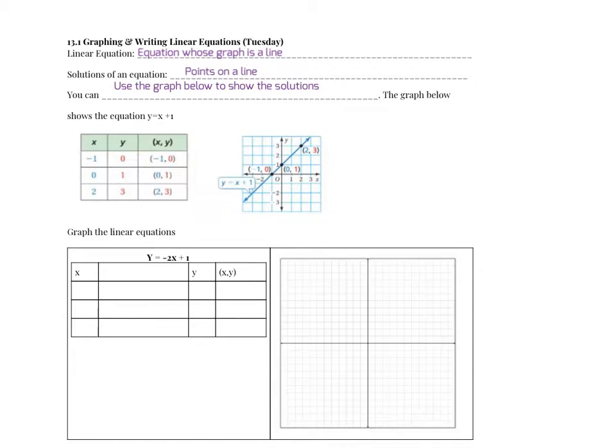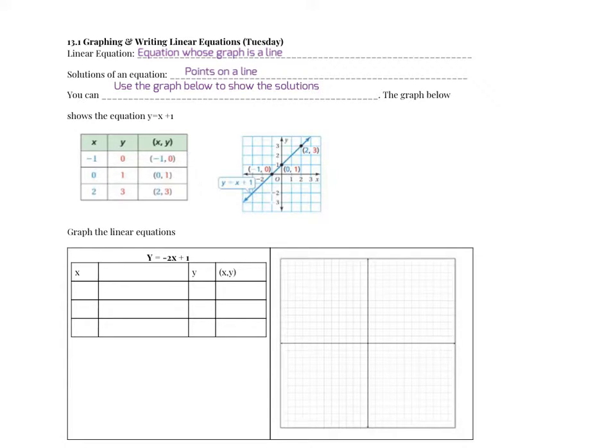Okay, so today we're going to talk about graphing and writing linear equations. A linear equation is an equation whose graph is a line. We've been dealing with those already. We did y equals kx, and those created lines. Solutions for an equation are points that are on the line. So if you put an x in, what you get for a y and what those coordinates are. If you use the graph below, it will show you the solutions.